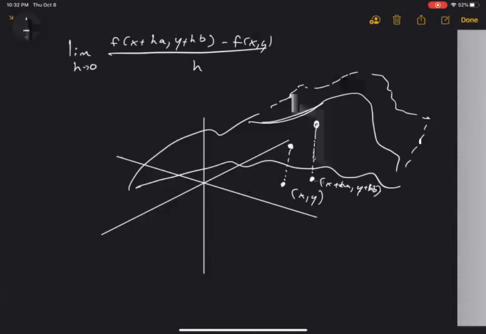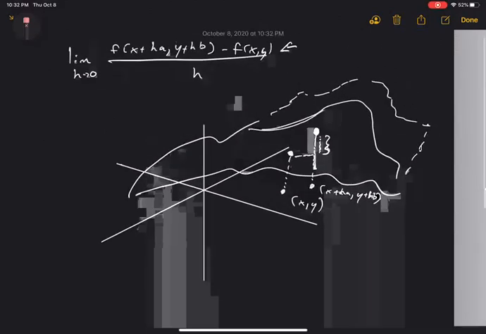So this numerator here is the difference between these function values. In this case it's this vertical distance here. So there's some vertical difference between these two. That distance is my numerator, f(x plus ha, y plus hb) minus f(x, y). And then what's my h?